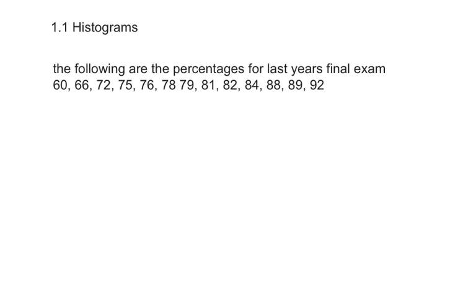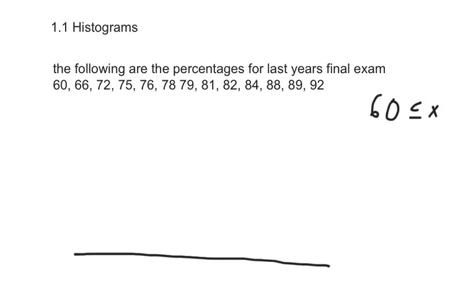Alright, today's lesson we're going to look at histograms and other things that have to do with distributions. So what we're going to do is a histogram with these numbers, final percentages for last year's final exam. Basically, when you do a histogram, you're going to do in between 60 and then everything has to be the same length. So let's just do 5.